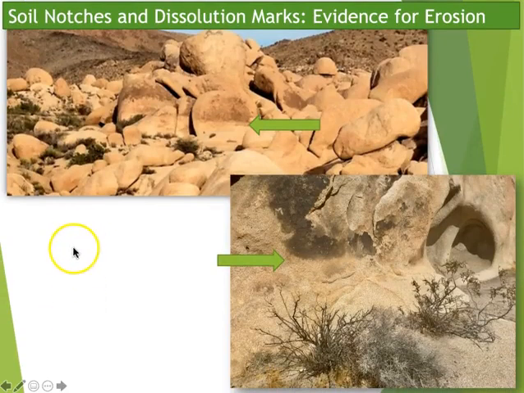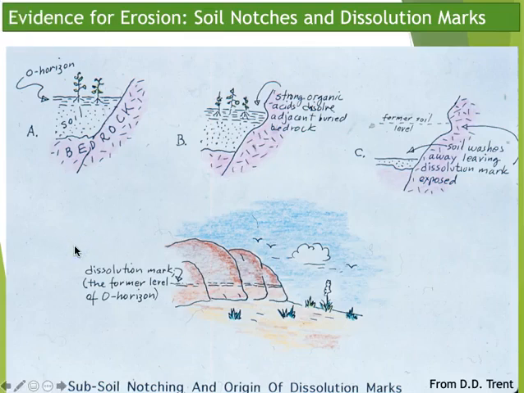Soil notches and dissolution marks provide evidence for erosion of the thicker soil horizons that existed during the past wetter climates. This illustration summarizes the formation of soil notches and dissolution marks. This process is partly responsible for the famous Skull Rock.